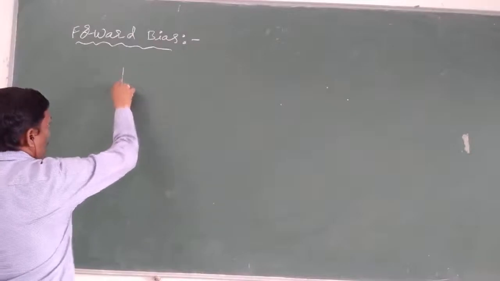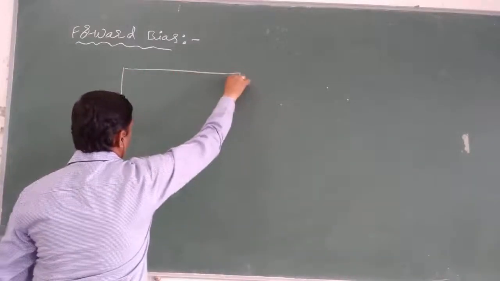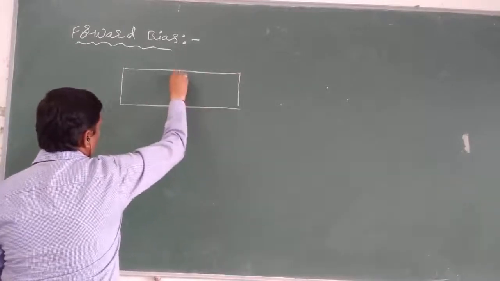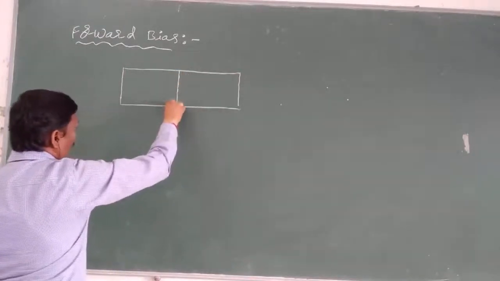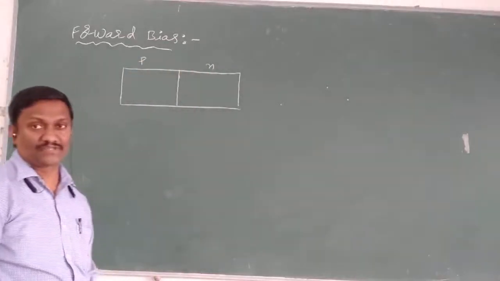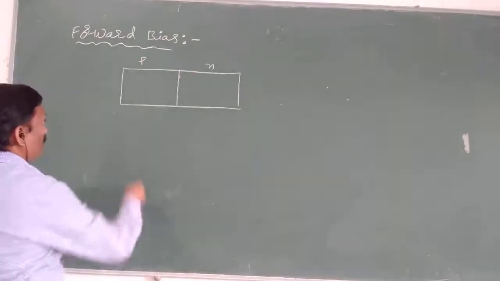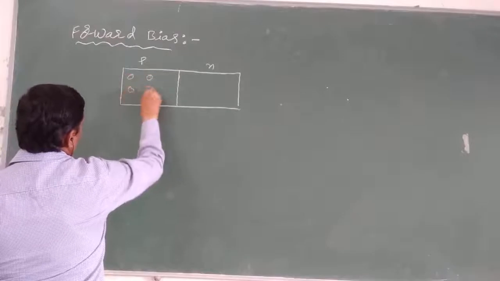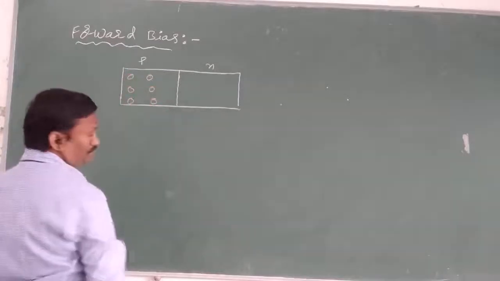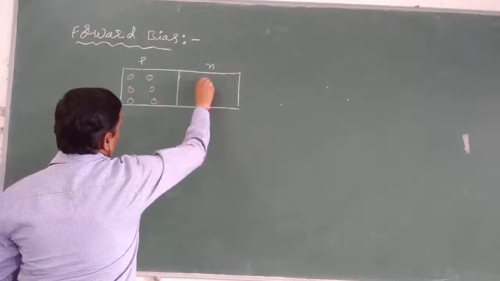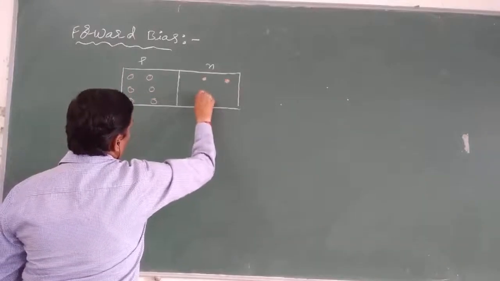For this purpose we assume it is a PN junction diode, one semiconducting diode. The first half is doped with trivalent impurity and behaves like P type, and the second half behaves like N type. In P type, we know holes are majority carriers. And in N type, electrons are majority carriers.